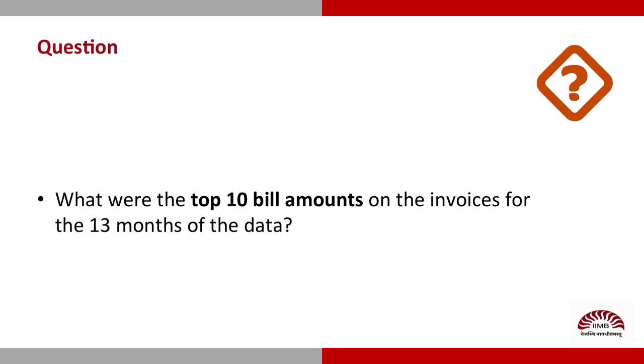Now that we have calculated the bill value for invoice 536365, why don't we move on to solve something of larger consequence? What were the top 10 bill amounts on the invoices for the 13 months of the data? Remember, for each invoice, we must aggregate the items across multiple rows. Follow the same steps as before and tell me the amount you get for the next invoice. Only 2 items were bought. This should not take much time. What did you say? 22.2 pounds? Great, we can proceed then.